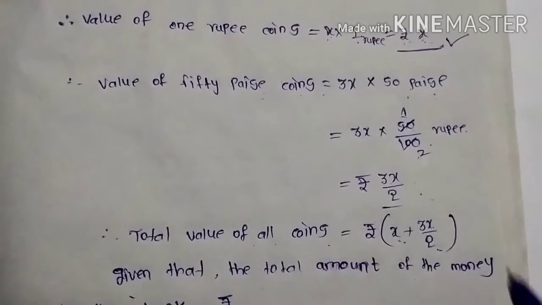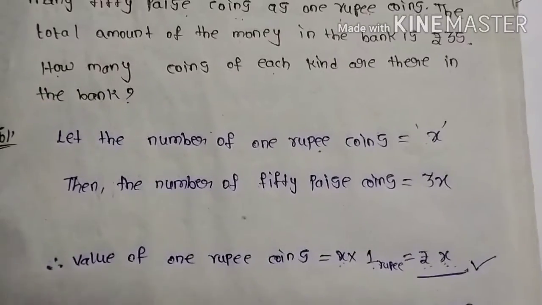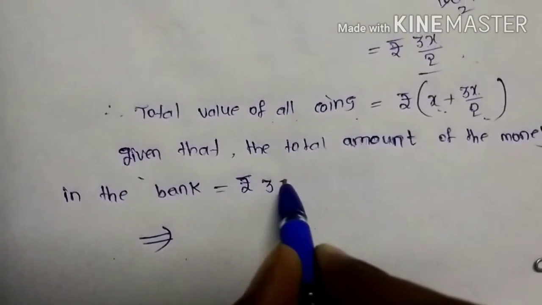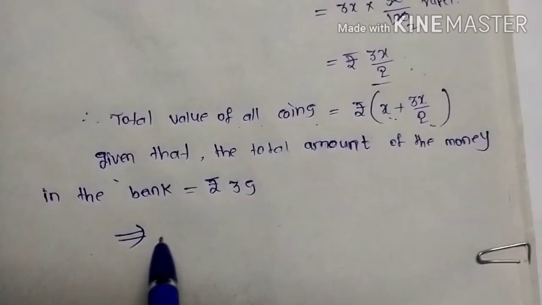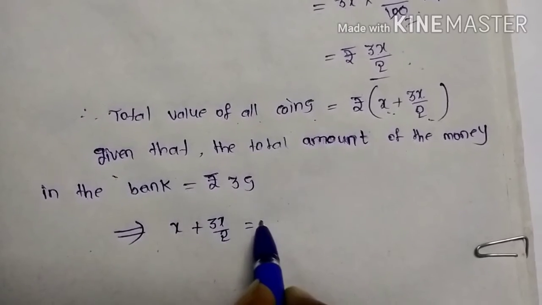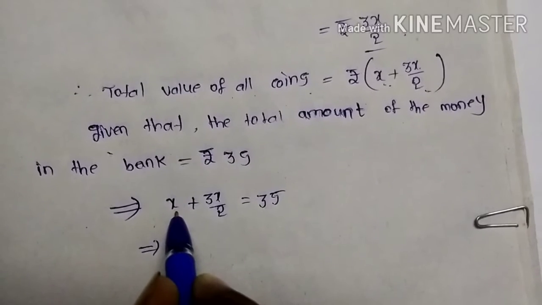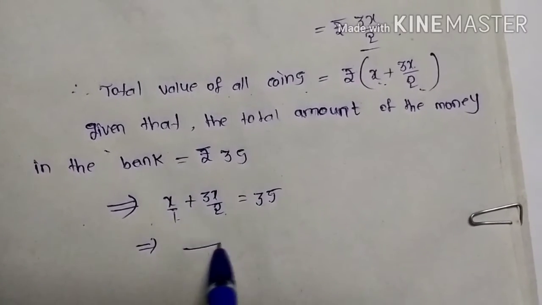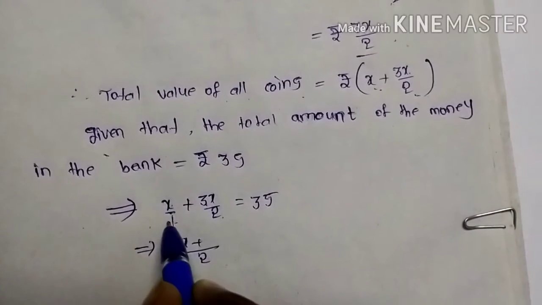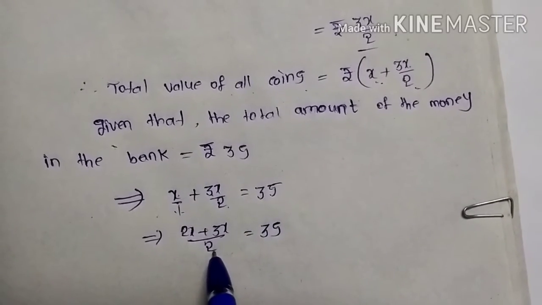See, it is already given that the total amount in the bank is rupees 35. Yes or no? Yes. So you can equate x plus 3x by 2 is equal to 35. Now you can simplify it easily. See here, x means it is x by 1. The LCM of 1 and 2 is how much? 2 only. Then 2 into x you can write as 2x plus 3x into 1 you can write as 3x is equal to 35.